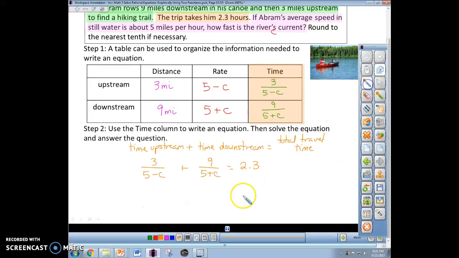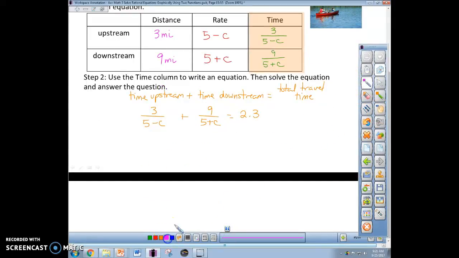So now, solving this equation, which is a rational equation, we use our skill that we've learned previously. So we need our lowest common denominator, our LCD, which we should realize will be the product of the denominators of 5 minus c and 5 plus c. So multiplying each of the three terms in this equation by the LCD results in 3 times the factor of 5 plus c plus 9 times the factor of 5 minus c, and that equals 2.3 times both factors of the LCD.